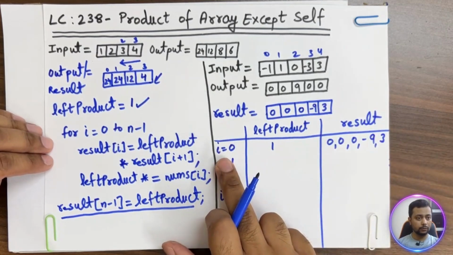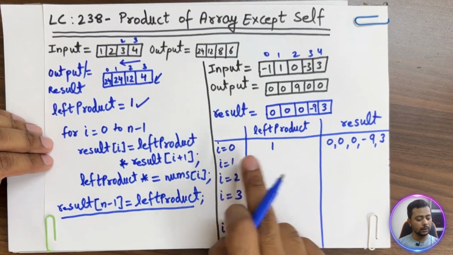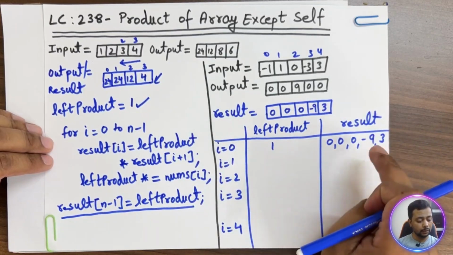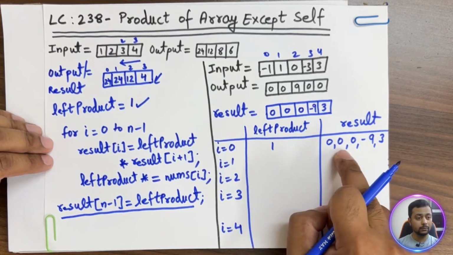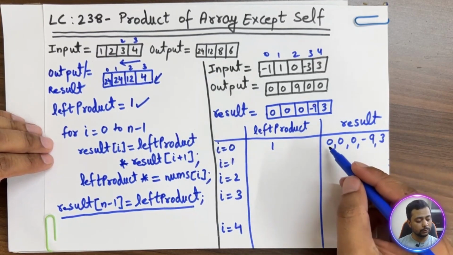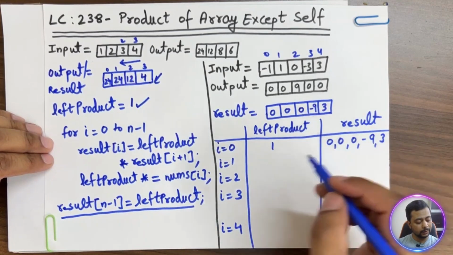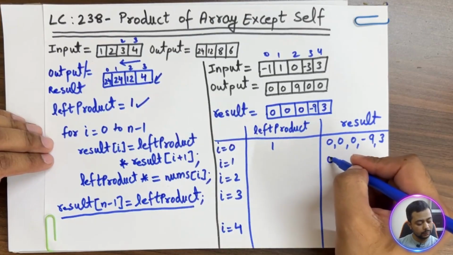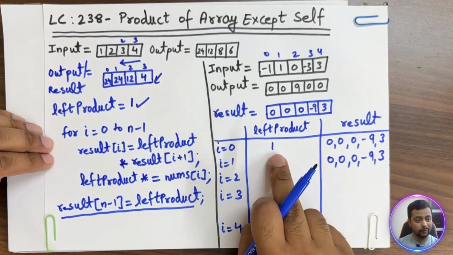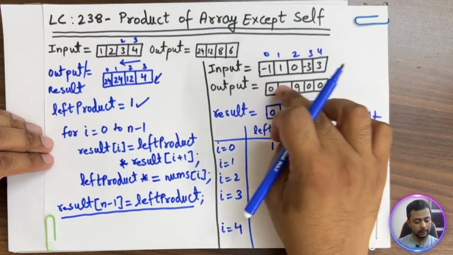So at i equal to 0, what we will do is simply left product into result of i plus 1. Over here i plus 1 is 0 and we will be updating this particular position. So this becomes 0, no changes over here. So for the next iteration it becomes 0, 0, 0, -9 and 3, and left product will be multiplied with input of i.